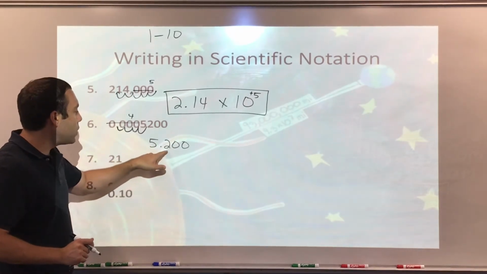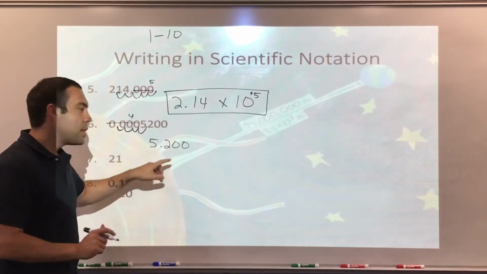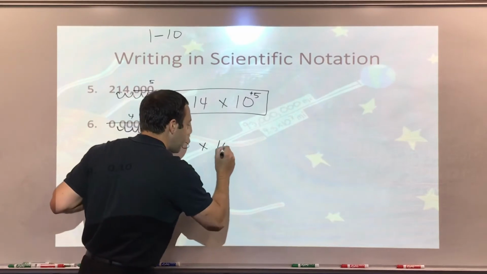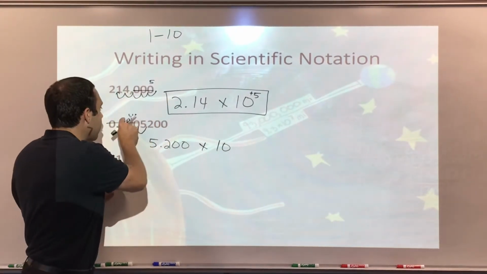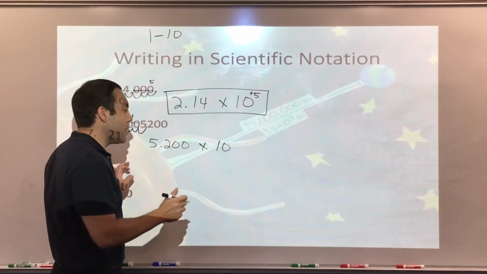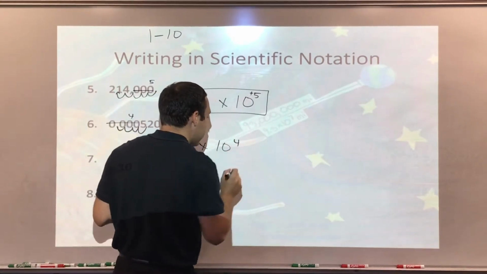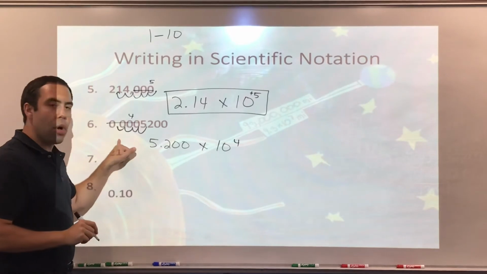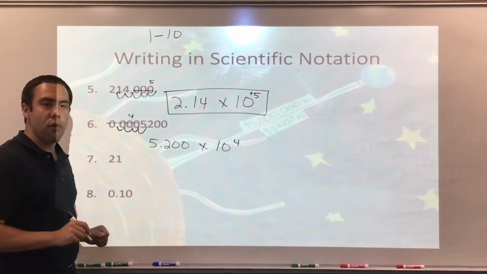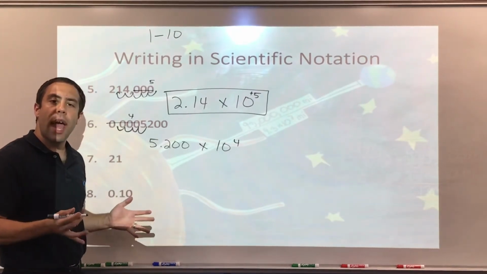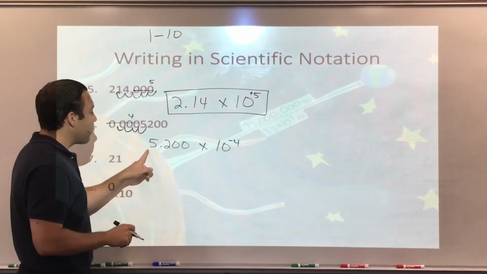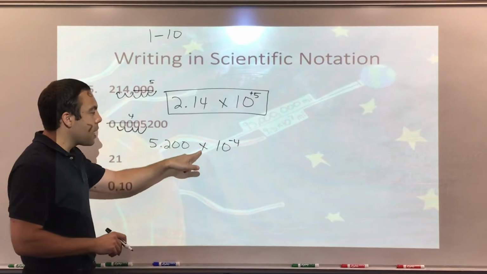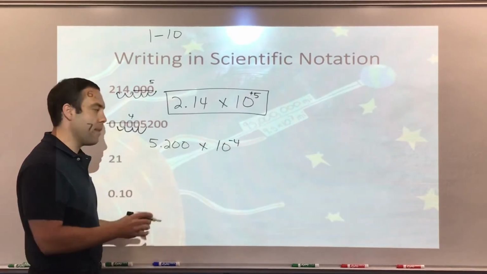So 5.200. Step 3, times 10. And step 4, raise it to the number of times you moved the decimal point, so 10 to the 4th. But remember, we have a small number, and we move the decimal point over to the right, so our exponent is going to have a negative sign. So our final answer, 5.200 times 10 to the negative 4th.